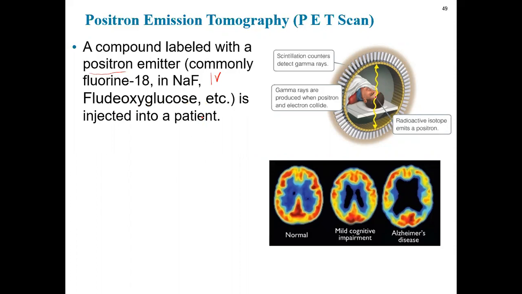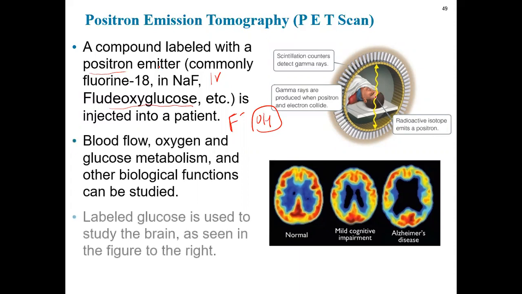So in organic chemistry, the fluorine can replace OH. Glucose has six OH groups in it, so you can do chemical reactions to replace the OH with fluorine, so that the fluorine is a radioactive positron emitter. This just gives you some idea that radiochemistry is also a very active discipline.